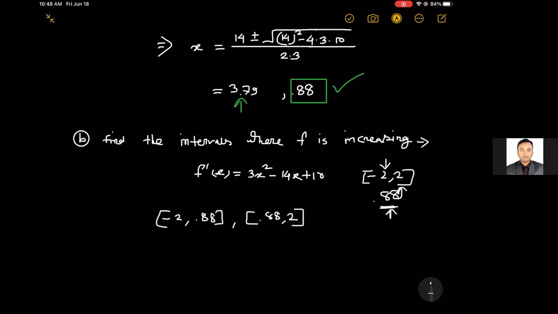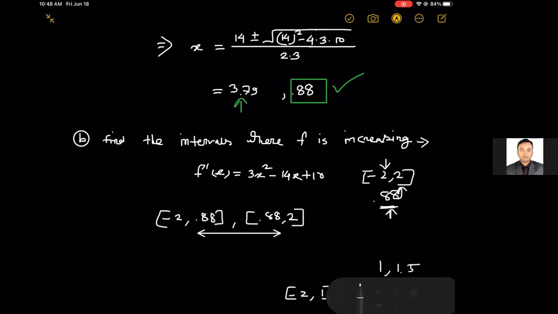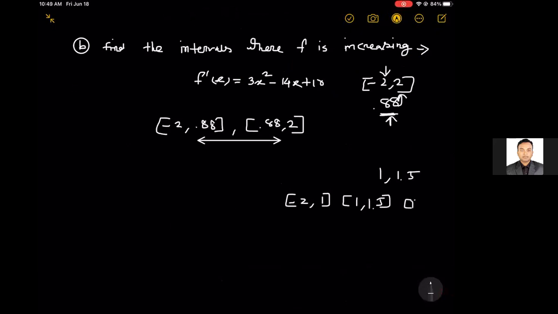We just subdivided the entire domain for this problem into two parts using the critical point. If we had more critical points, we would have more intervals. For example, if we had critical points at 1 and 1.5, we would have written: -2 to 1, 1 to 1.5, and then 1.5 to 2. Can you see what I'm doing here?